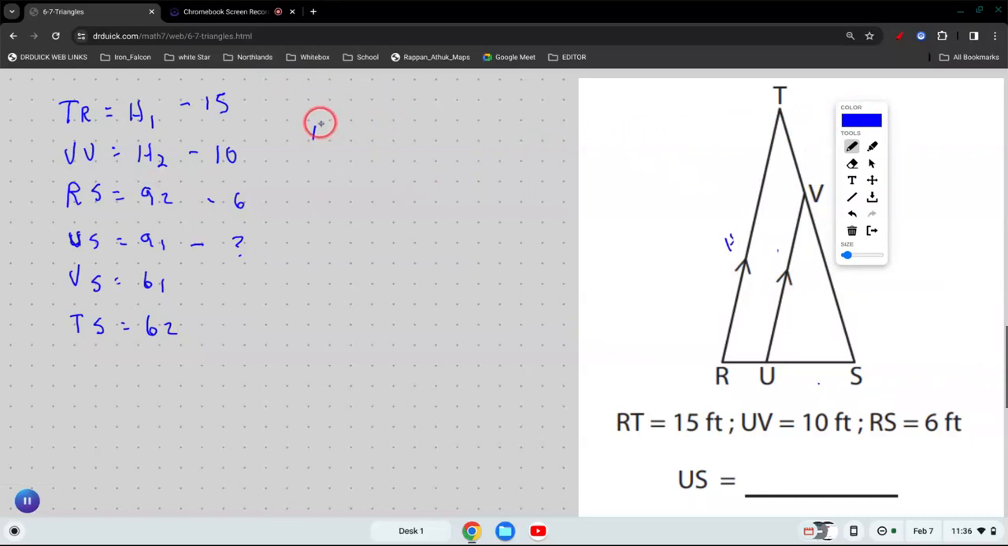So I'm going to go H1, which should be, actually, I just did this wrong. T to R should be H2. Sorry, guys. Let's fix that real quick. That's the bigger one. That's H2, H1. So I'm going to go H2 over H1, which is 15 over 10, okay, is going to be in proportion to the second one, which is the big one, R to S, which is equal to 6 over question mark.